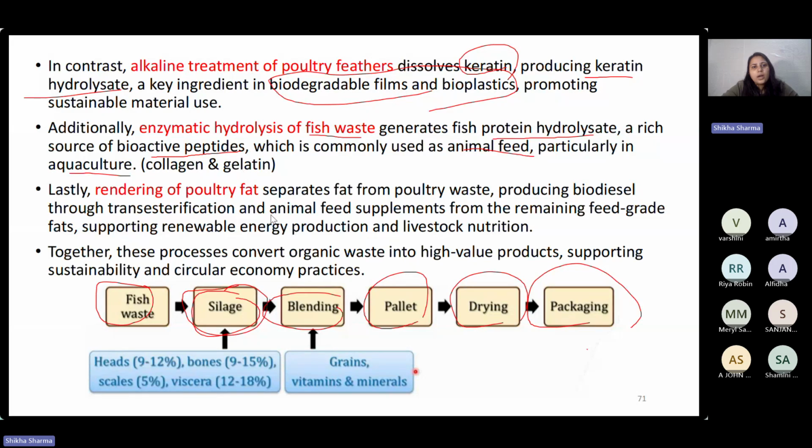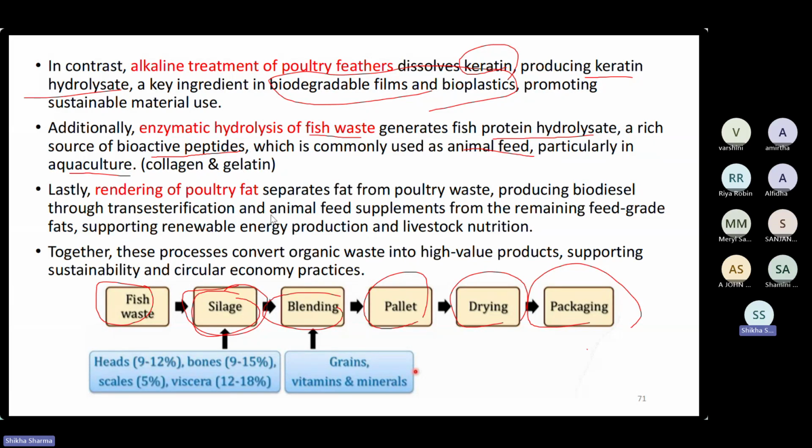Last, when we discuss the rendering of the poultry fat, it separates the fat from the poultry waste. So the fat can be used for the production of biodiesel through the process of transesterification, and we can also make animal feed supplements from the remaining feed grade fats, and it can also support renewable energy production and livestock nutrition.